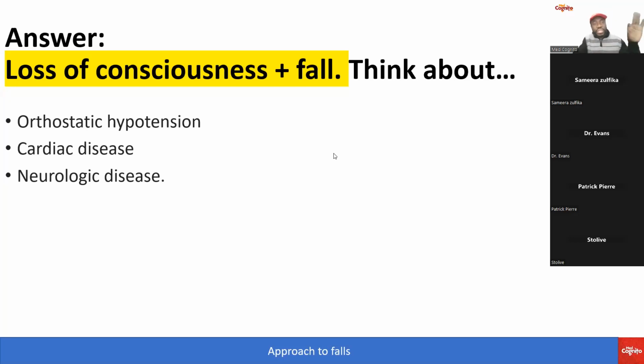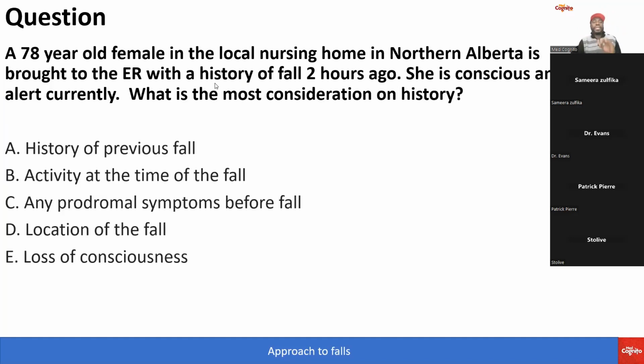So loss of consciousness plus fall. Which conditions am I thinking about? Orthostatic hypotension, cardiac disease, and neurological disease. These 3 things. Good.